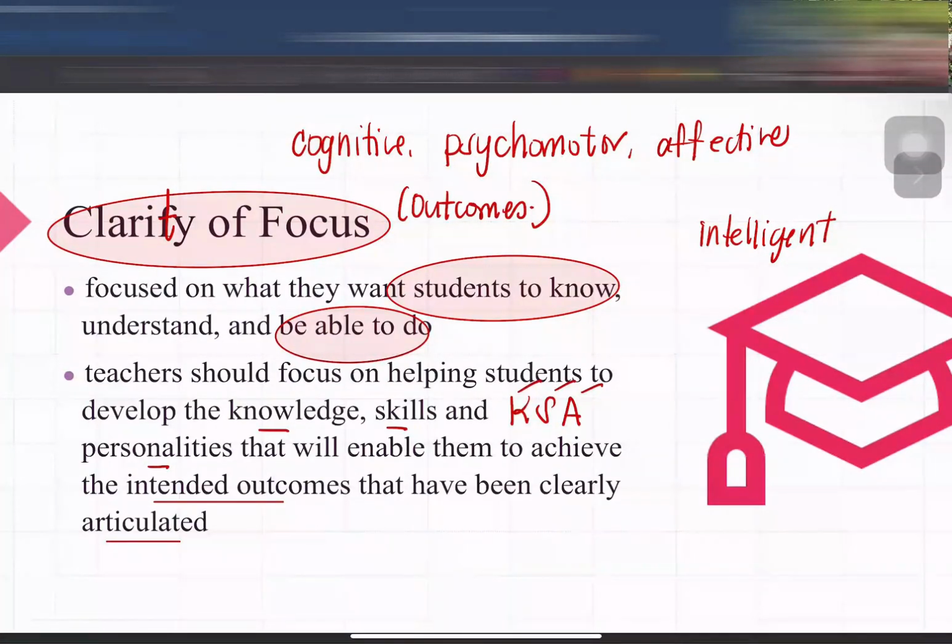So dapat yung outcomes mo is clear. They should be able to perform simple addition, subtraction, multiplication, division. That should be very specific, because again, that's what one goal of your OBE is. Dapat clear kung ano yung focus natin.